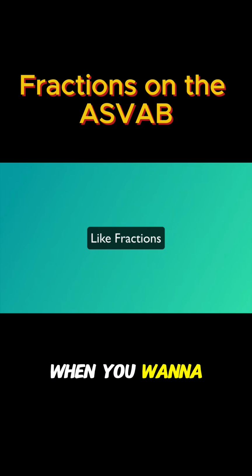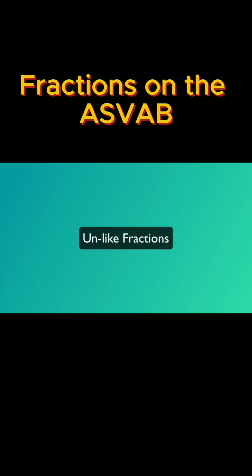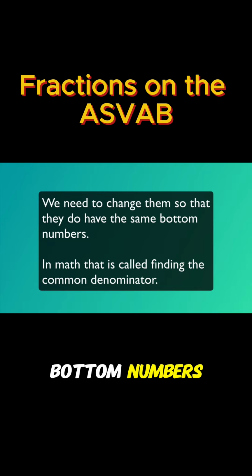But what happens when you want to add unlike fractions? Then it gets a bit more complicated. So what do you do when you want to add or subtract fractions with different bottom numbers? You need to change them so that they do have the same bottom numbers. In math, that's called finding the common denominator. So let's go over a couple examples.